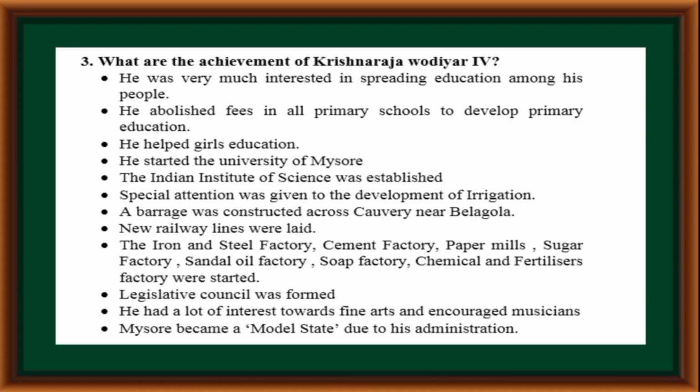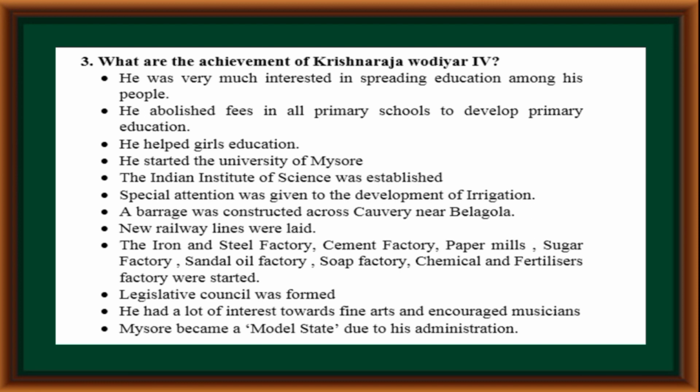What are the achievements of Krishnaraja Wodiyar IV? He was very much interested in spreading education among his people. He abolished fees in all primary schools and developed primary education. He helped girls' education. He started the University of Mysore. The Indian Institute of Science was also established. Special attention was given to the development of irrigation. A barrage was constructed across Kaveri near Belagula.